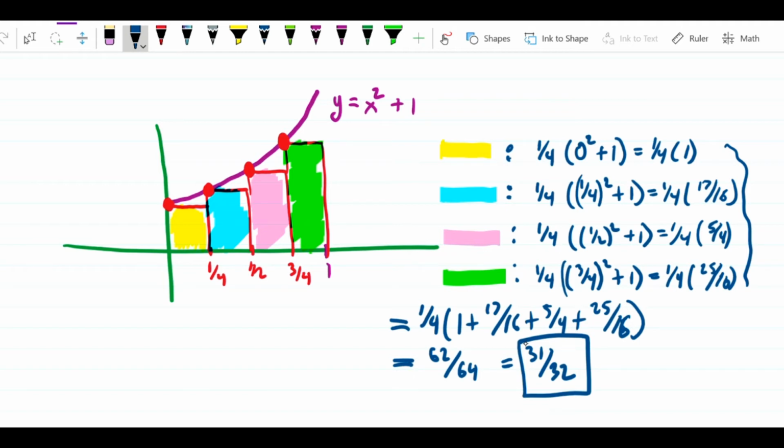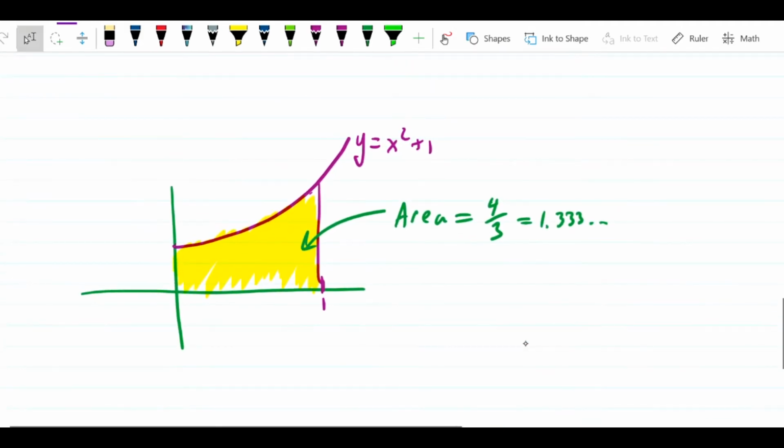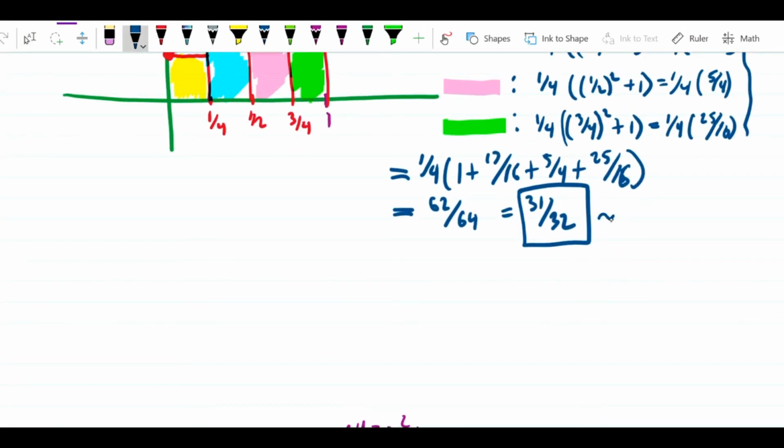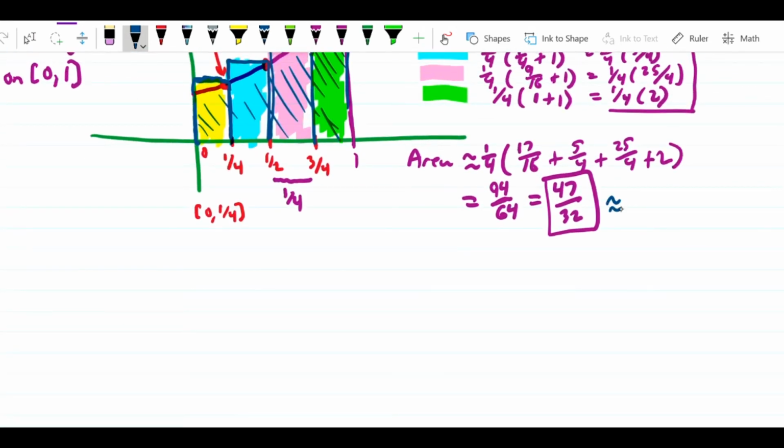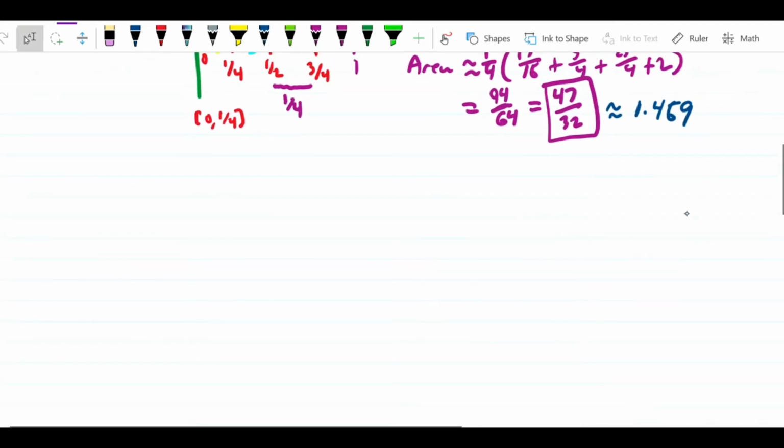So we've seen now two different approximations. Would it surprise you to learn that the actual area under this curve on the interval 0 to 1 is 4/3? Now, 4/3 is approximately equal to 1.333. I've written out what these decimal approximations are. This is approximately equal to 0.96, and this is approximately equal to 1.469. So 1.33 is actually somewhere between these two estimates.